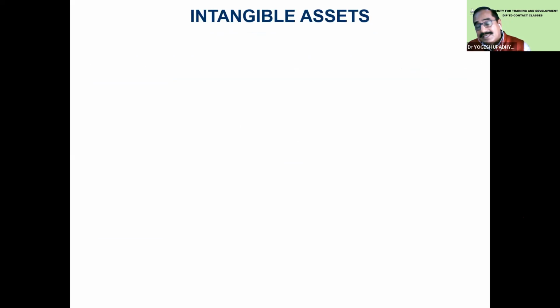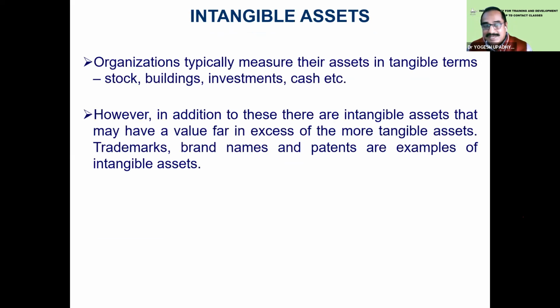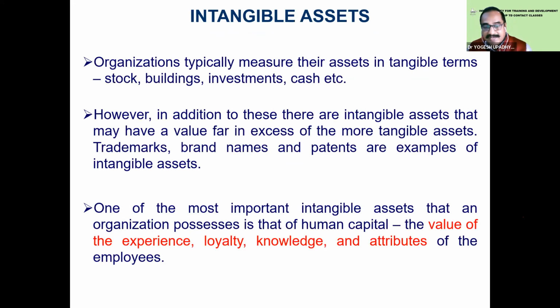The intangible assets, why I have taken second, because of skills. When you say human resource, we call it human resource, it is not head count. It is the sum total of skills, attitude and knowledge, KSA. If you need 5 accounts officers, they're not just persons, they should know accounting procedures. Okay. So there is value of experience, loyalty, knowledge, and attributes.